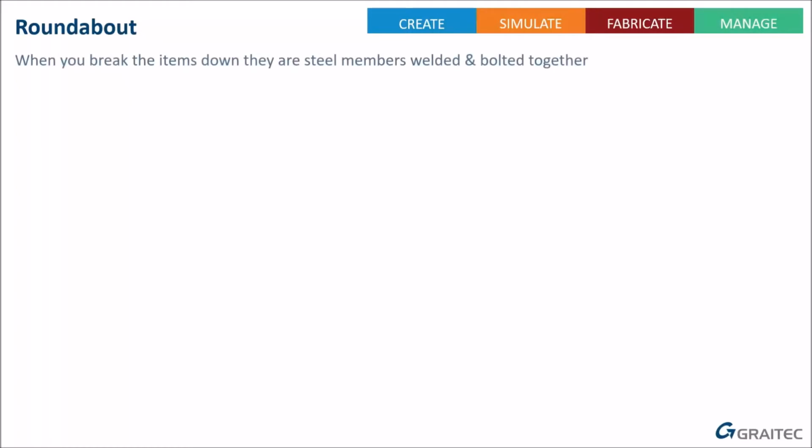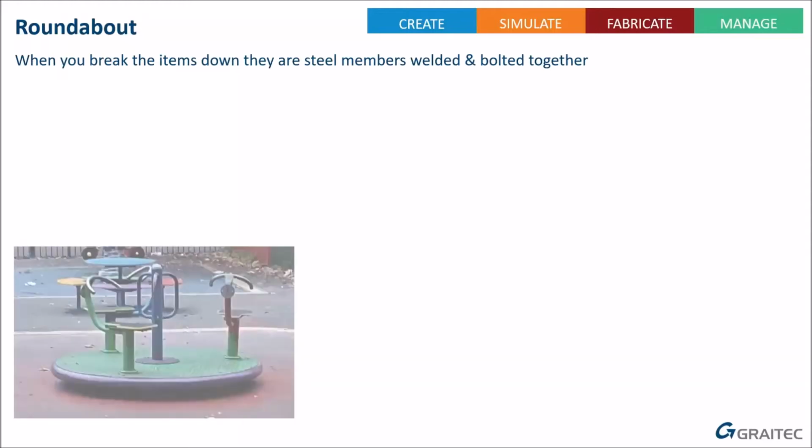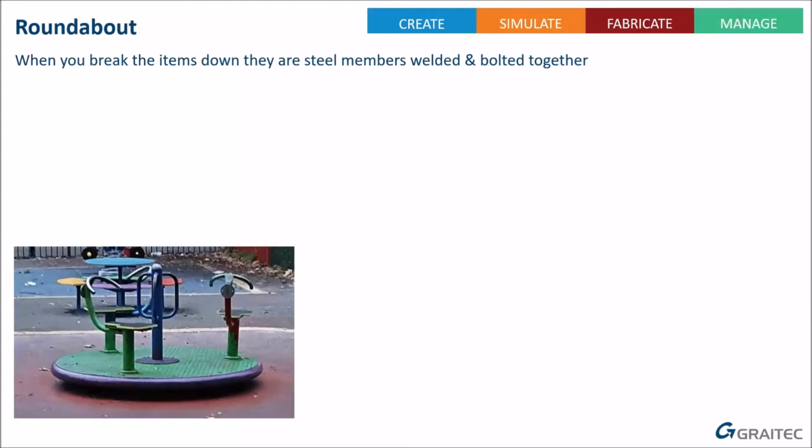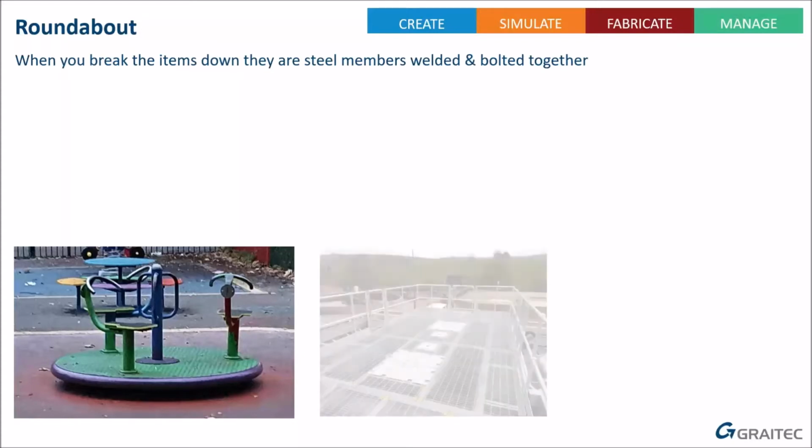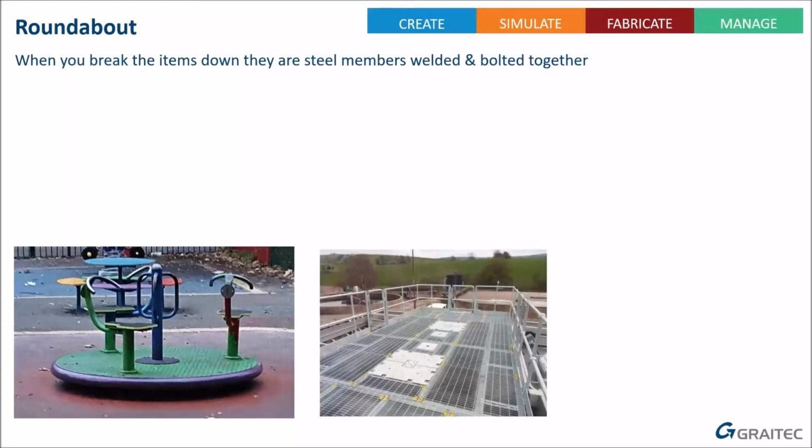So the roundabout. Like I said, when I'm sat there in the park and the kids are charging around, I'm looking at all of these things they're climbing on going, well, that's just tubes and plates and bolts and welds and connections. When you break it down, they are just steel members bolted and welded together. That is the roundabout from the play park near my house, and that is what I'm going to roughly be creating today. And when you break it down, it's not a huge amount different to that.